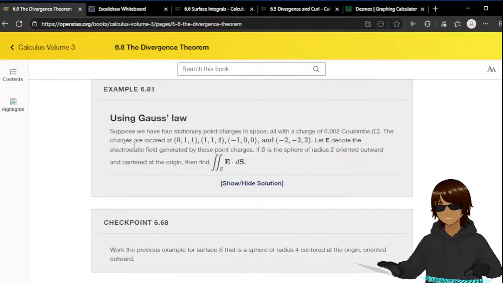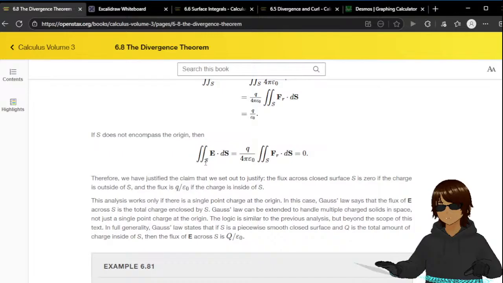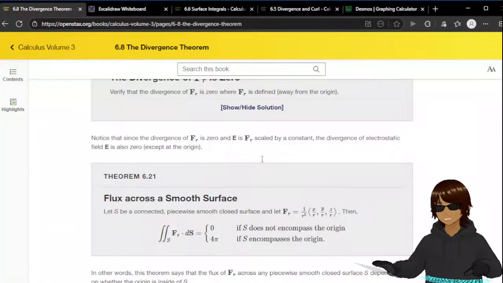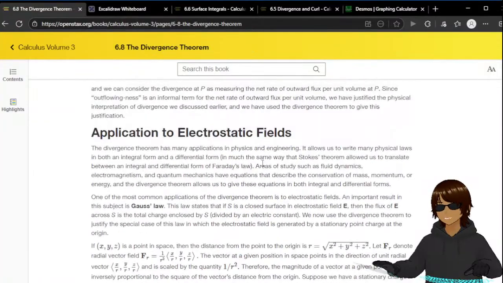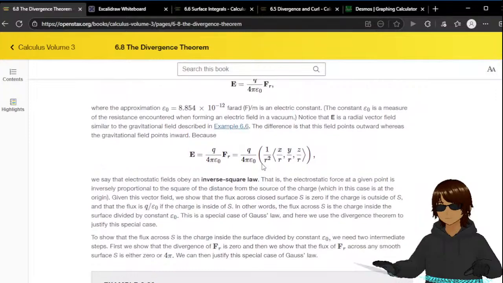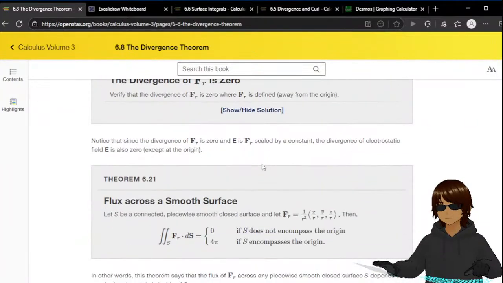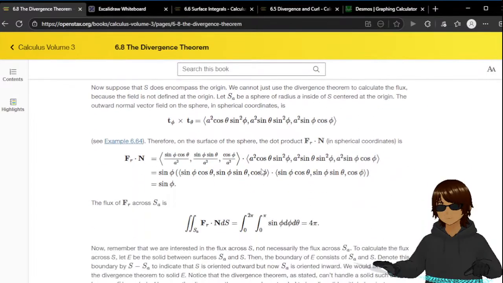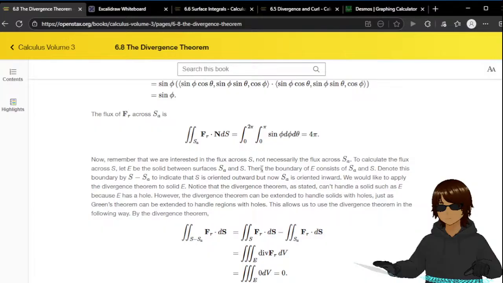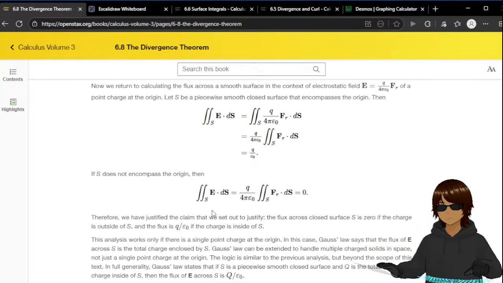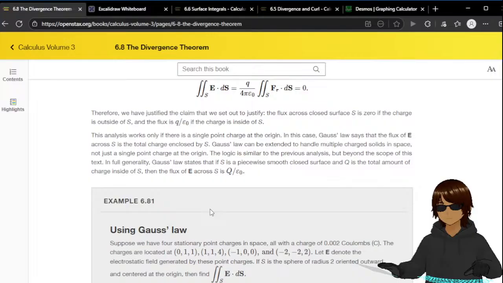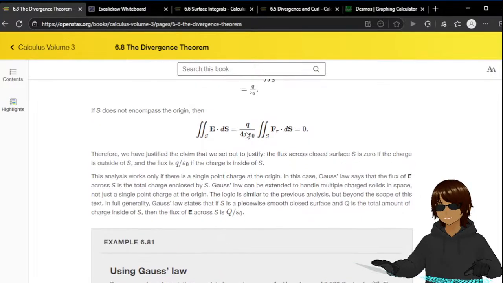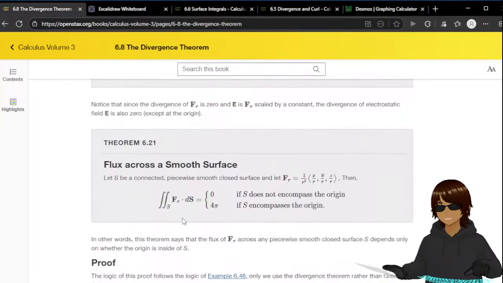What does Gauss's law state? Suppose we have four stationary points. Wait. If I have, this entire thing is called Gauss's law, right? What is Gauss's law exactly? Gauss's law is this part, right? It's this part.